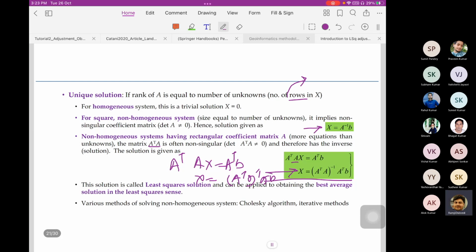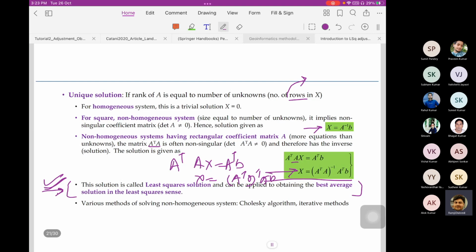Then the solution which we discussed is called the least square solution and can be applied to obtaining the best average solution in the least square sense. Our next few discussions are focused on this because this is what we wanted, how to get the least square solution, because eventually we were concluding in this particular session that the specified criterion is nothing but the summation of vi square is to be minimum.